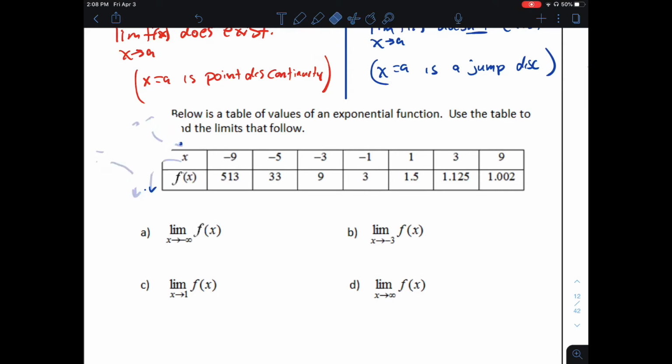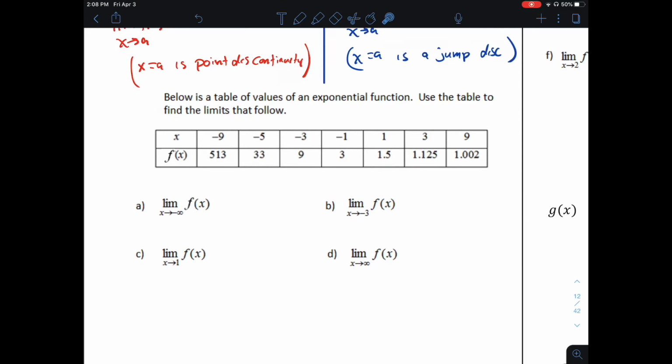Like this, it could be one of those four things. Quick review. If we look at this table, as we go to the right, it looks like it's getting closer to a horizontal asymptote. As we go to the left, it looks like it's getting bigger and bigger and bigger. So remember this stuff from pre-calc.